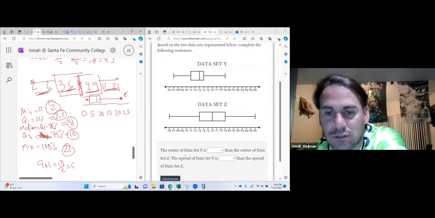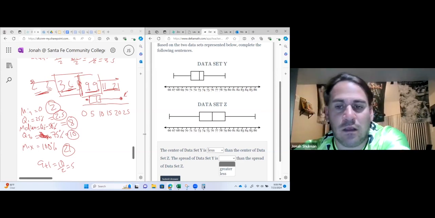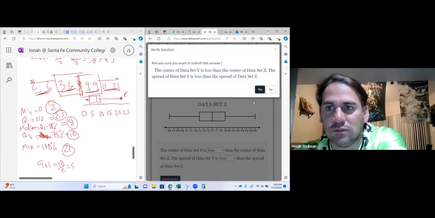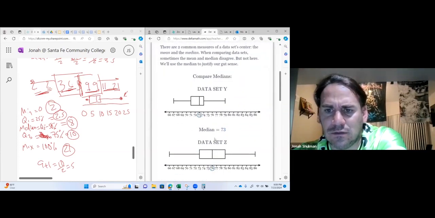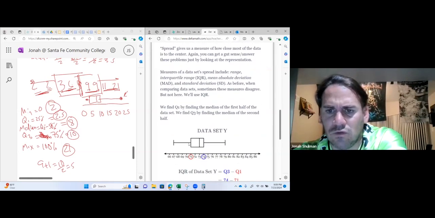All right, so the center of data set Y, I'm assuming they mean the median, is less than the center of the other data set. Oh, okay. So the median is less, but the spread, this one's bigger. So data set Y is less than the spread. They're both less. Let's see if that's correct. Sweet. So there's that median, there's that median. So that's the center. And then we're going to talk about how spread out it is. So this is the spread.